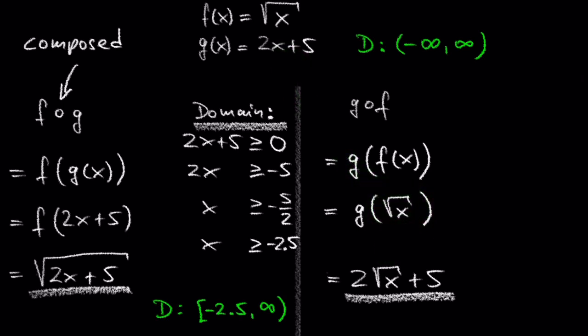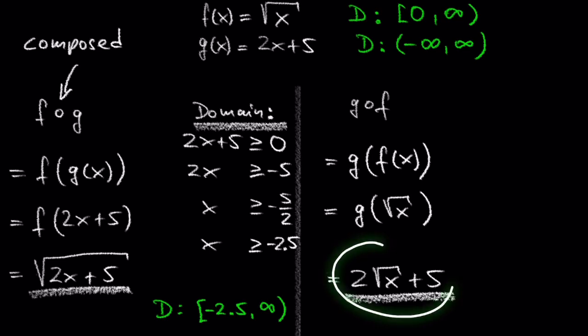We know that f of x is defined when x is greater than or equal to 0. So g of f of x is also defined when x is greater than or equal to 0.